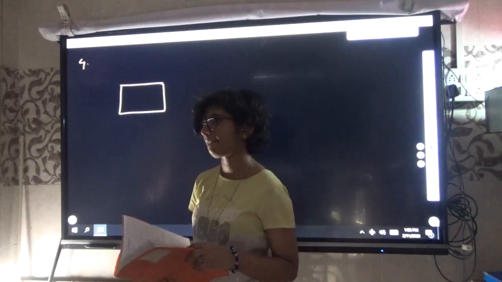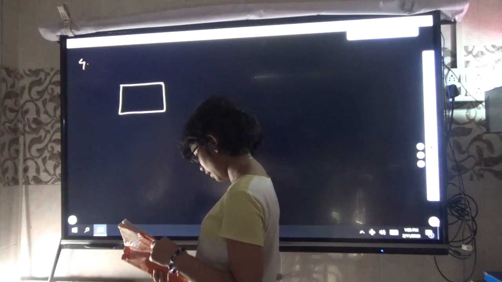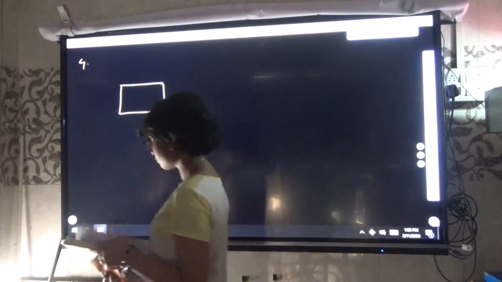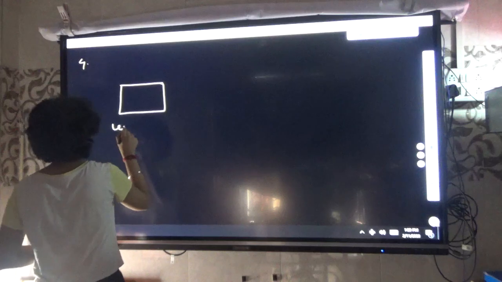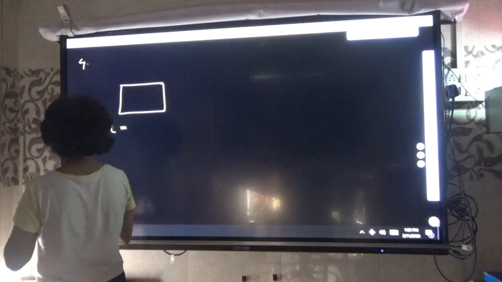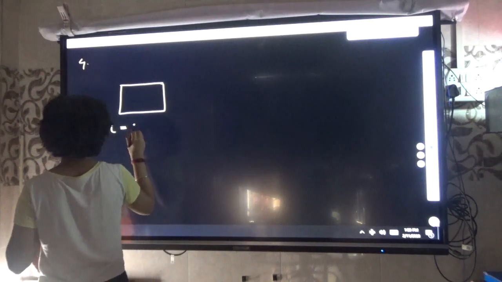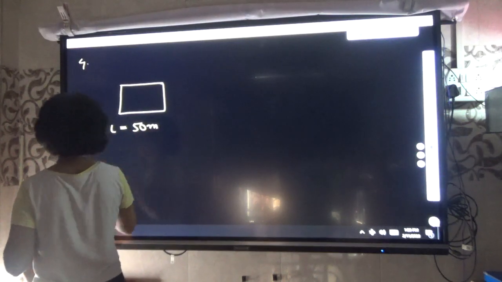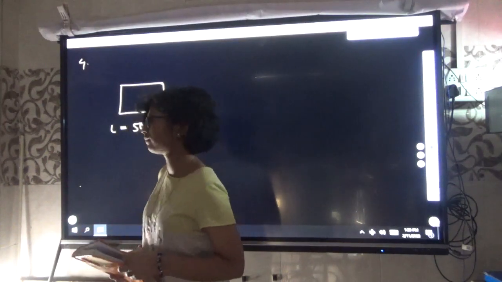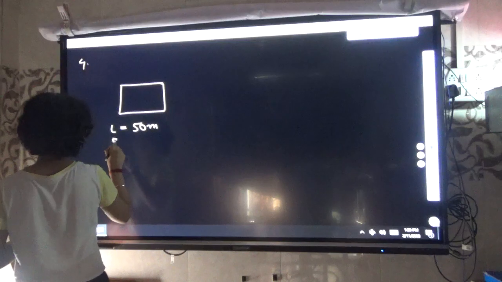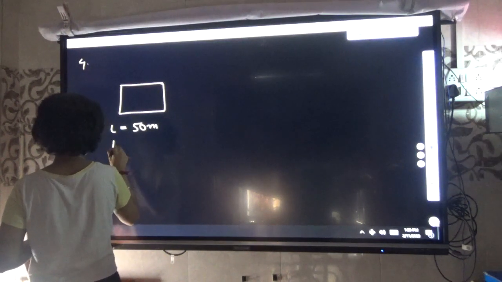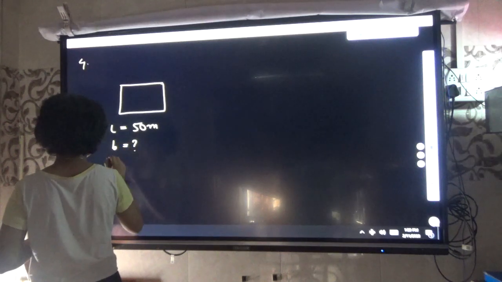Long means the length is given. So what is the length? L equal to 50 meters. Now write B equal to, you have to find the breadth. B equal to... No, small b. All the time use the symbol as a small l, small b.